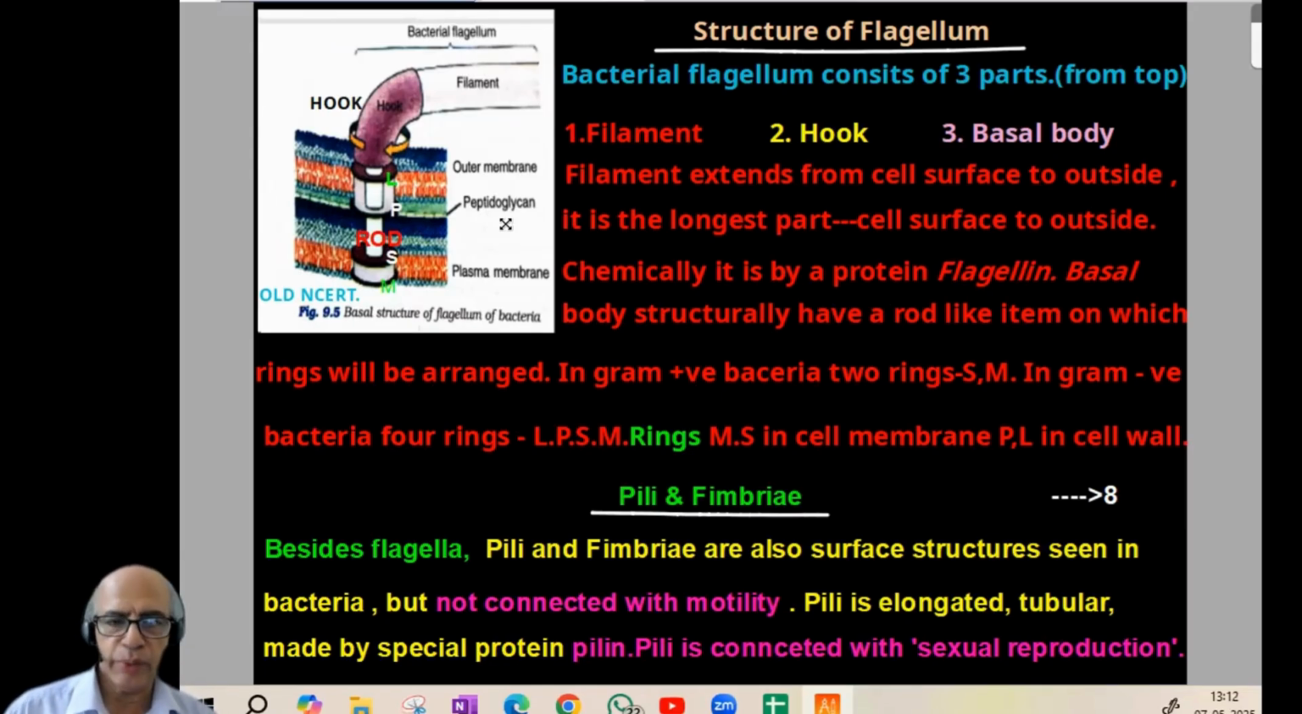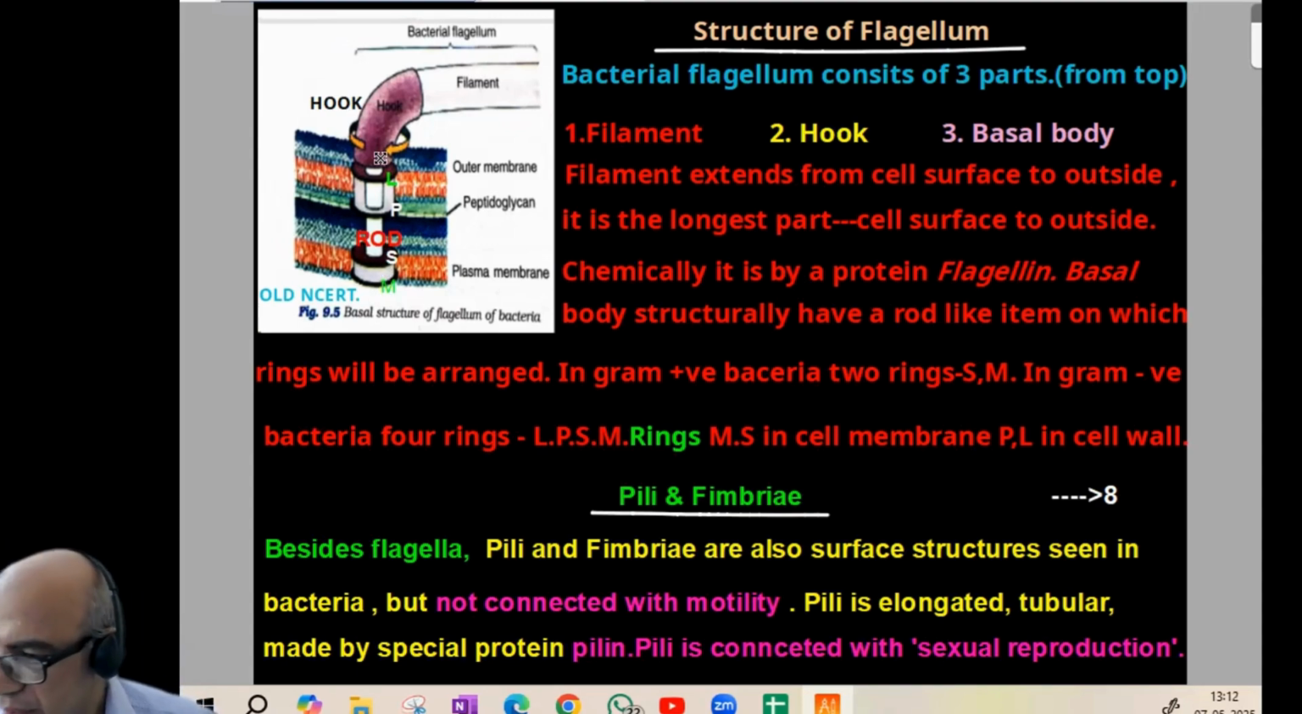In gram-negative bacteria, 4 rings. It can be a question even though not directly mentioned in NCERT. Bacteria, 4 rings: L, P, S, M. Rings M and S are in the cell membrane. So everything is marked there. So this is the cell membrane. And rings P and L are in the cell wall.